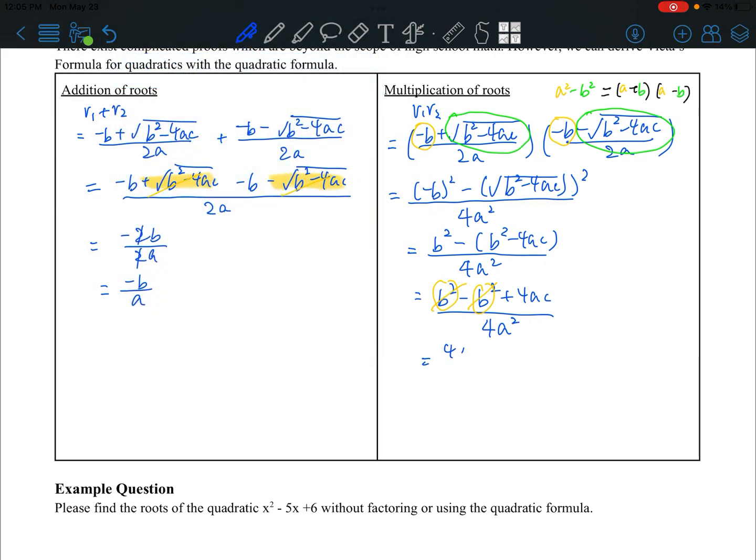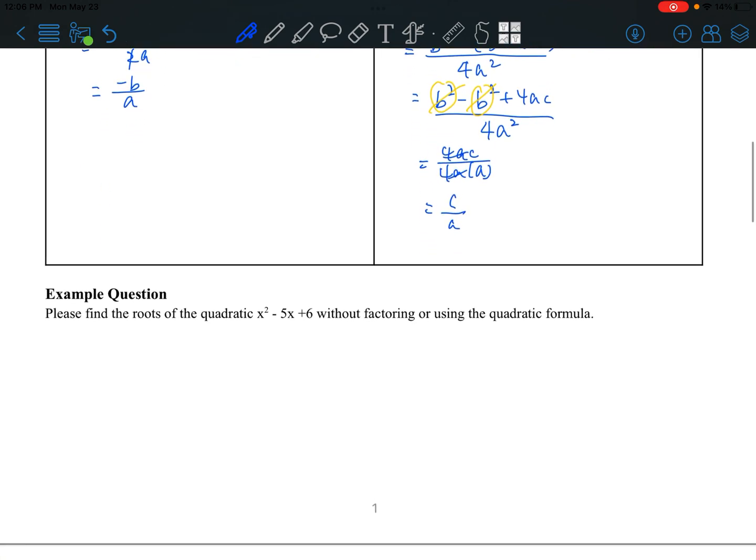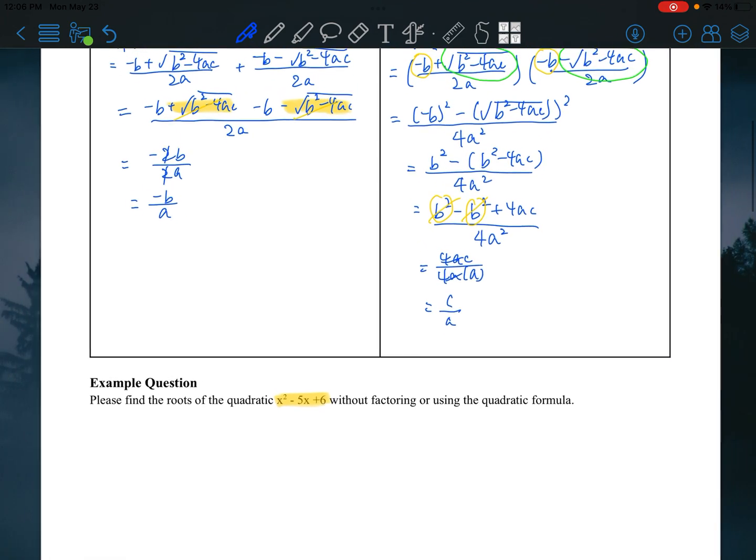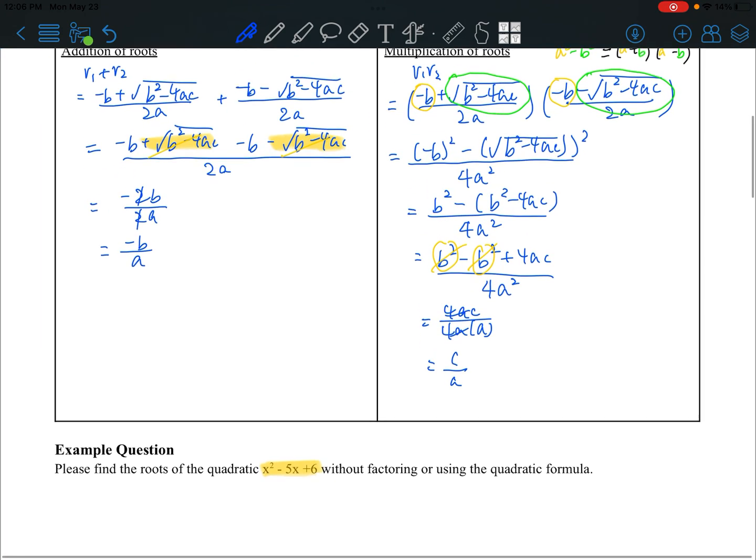Then we have 4ac over 4a times a, so we can cross it out. So the multiplication of roots will be equal to c over a. Now here we have an example question where we want to find the roots of the quadratic x squared minus 5x plus 6 without using factoring or the quadratic formula. So we can just use Vieta's formula as we derived above.